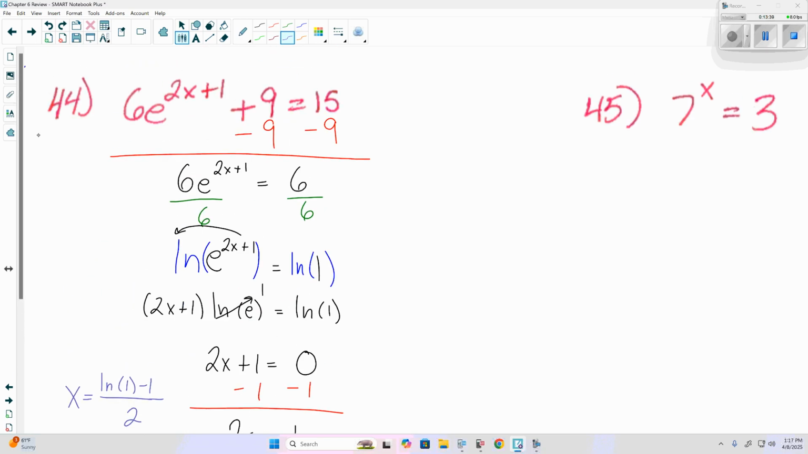Let's look at 45. 7 to the x is equal to 3. Yes? Do we have the base with the variable and the exponent by itself? Yeah, it's one term on that side, one term on the other. So we can use our logs to get the variable out of the exponent. Now, since the base is not e, we're going to use log. And I'm going to use the specific log for this one. Its base is going to be 7.